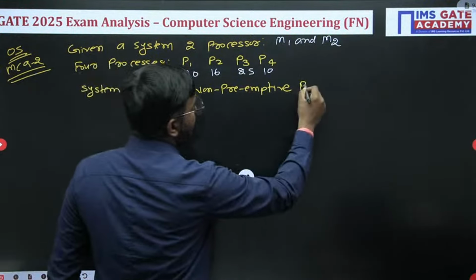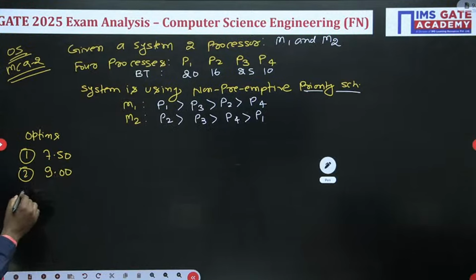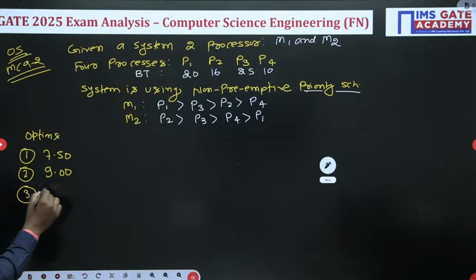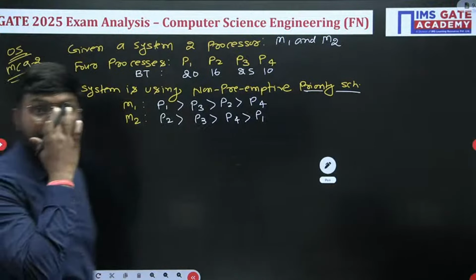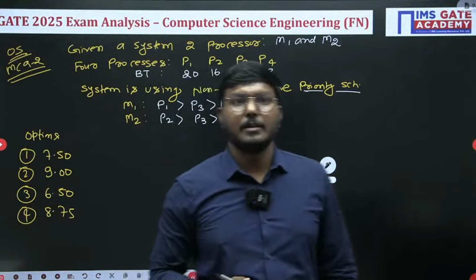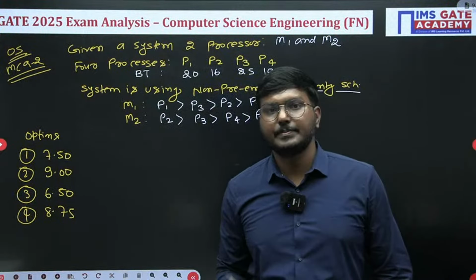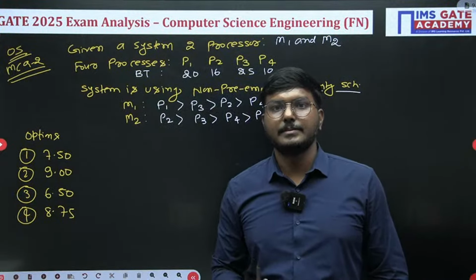And the options given are 7.5 milliseconds, 9, 6.50 and 8.75. What was the answer for this question? Anyone?